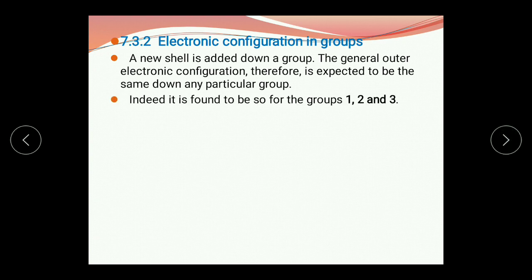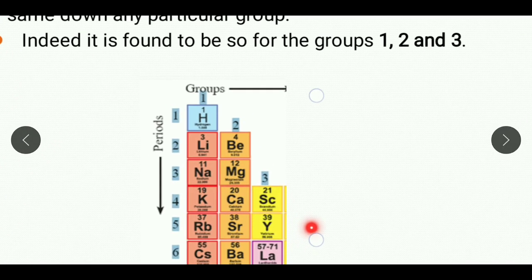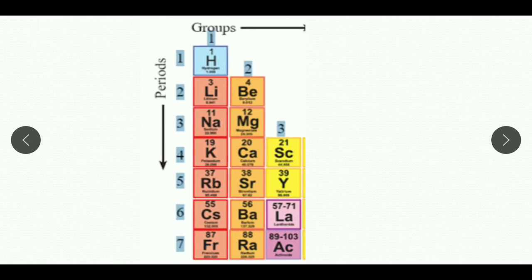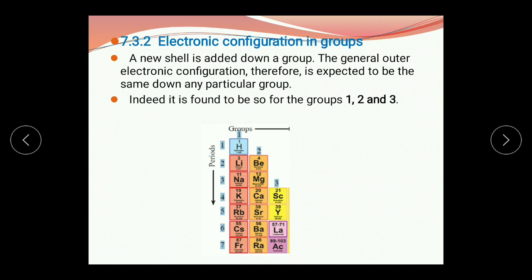Now, this is true for the groups 1, 2 and 3. Now, this is group first, and along with it, first, second and third groups are there. If we move down any group from first element to last, the first element is hydrogen with atomic number 1. What will be the electronic configuration? 1s1. For lithium, it will be 1s2, 2s1.